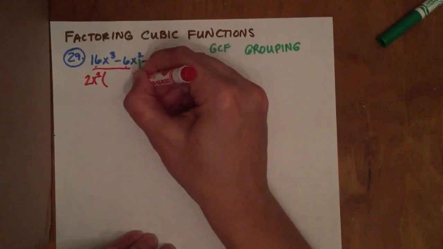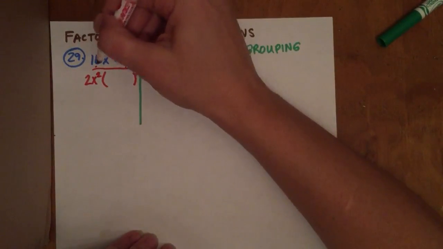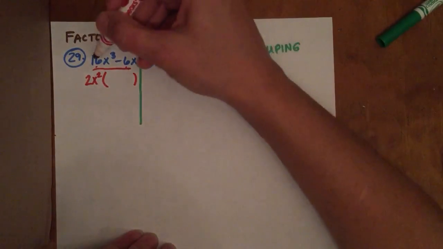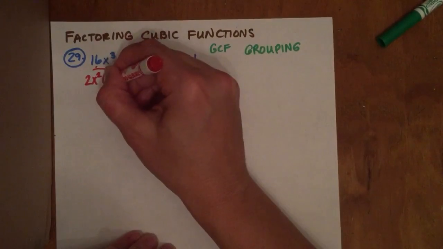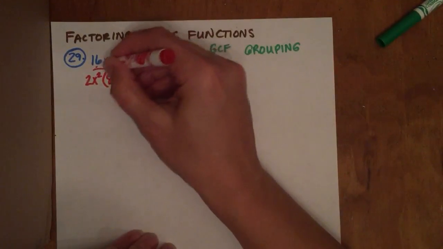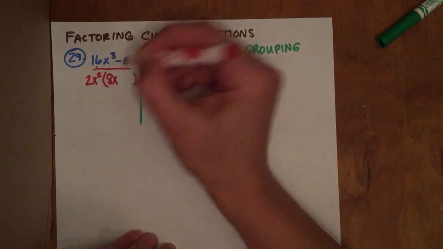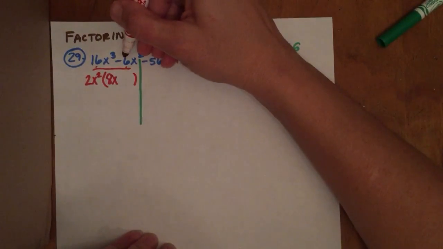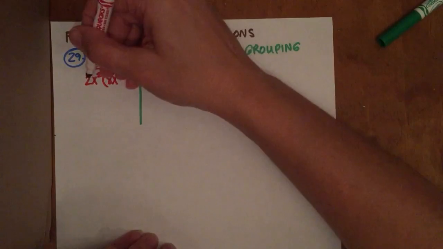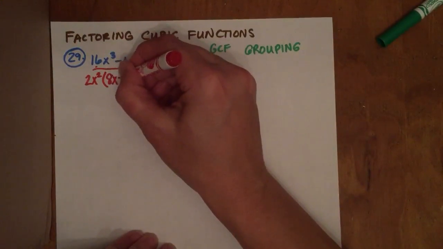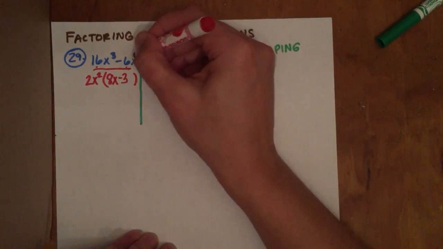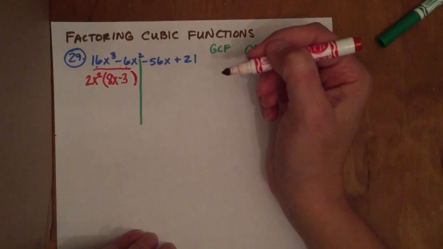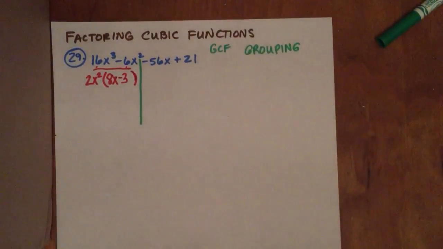So what that's going to leave me with is, remember, we're doing reverse distribution. Instead of multiplying it in, we're dividing it out. 16 divided by 2 is 8. And x cubed divided by x squared leaves me with 1x. Now let's look at the second term. If I take a negative 6 and divide by positive 2, that leaves me with negative 3. And x squared divided by x squared is just 1. So that's it. I have 8x minus 3. So that's my first group.